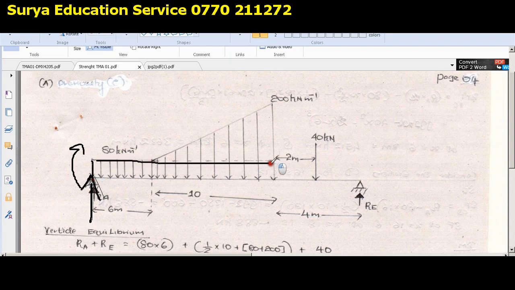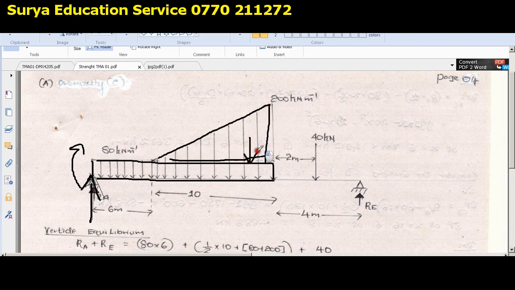Because of this force, no doubt, the left side is going down, which means it is negative. Because of this one also, with the center of gravity here, it causes negative bending moment. And this one also causes negative bending moment. Why, guys? Because the left side is going down, so negative. This is the only force that causes the left side to go up, so it is positive.